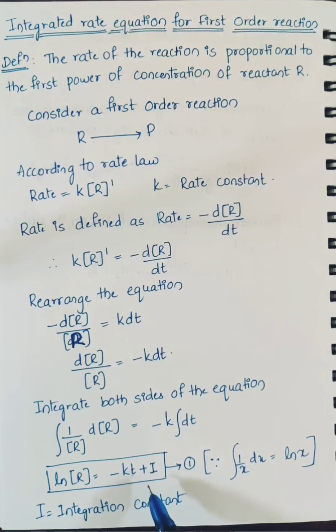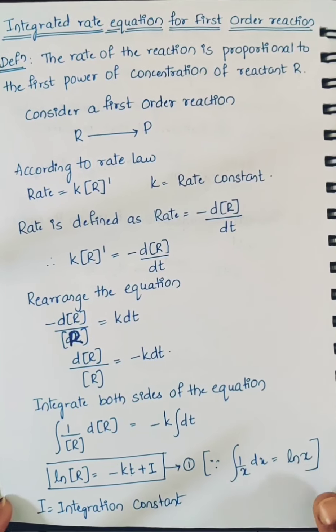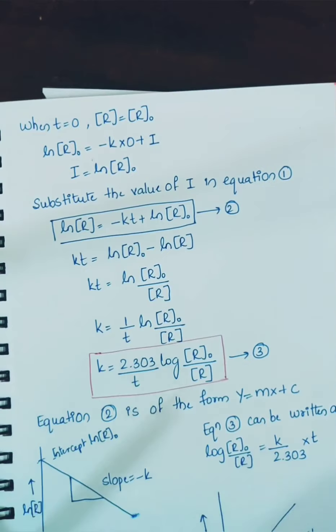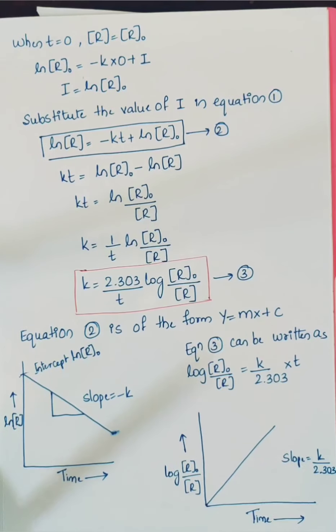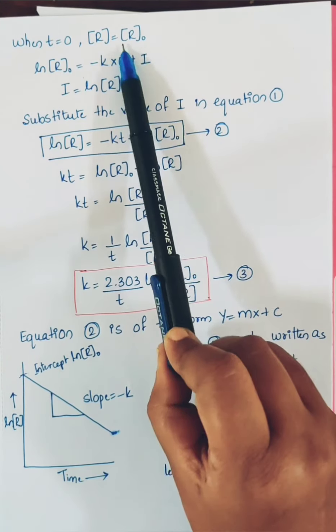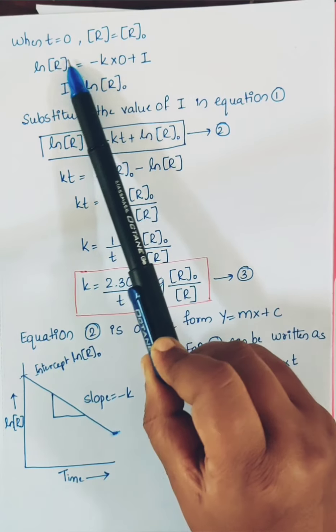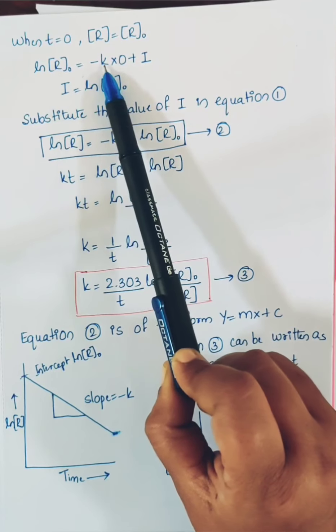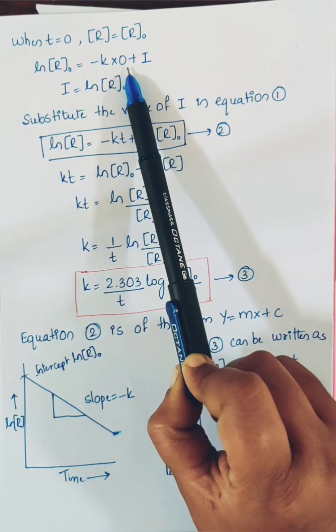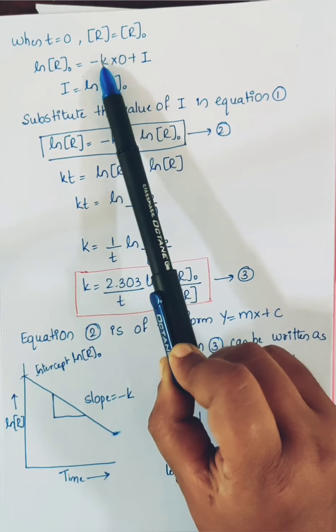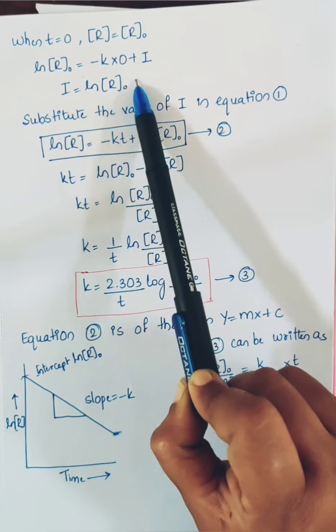At time t is equal to 0, what is the concentration of the reactant? Concentration of the reactant will be equal to R naught. So here we are considering this. At time t is equal to 0, concentration of R will be equal to R naught. So what happens? ln R naught is equal to minus K into 0 plus I. So this term becomes equal to 0. I is equal to ln R naught.